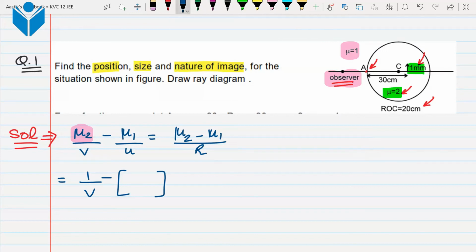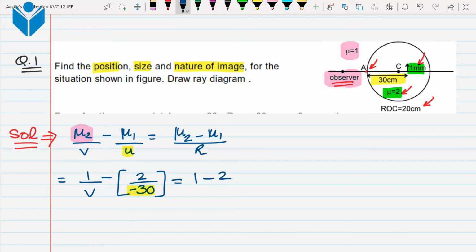What is the value of mu1? It is 2. Yes or no? 2. Well done. What is the value of u? It is minus 30 centimeters. Yes or no? Do we understand this? Minus 30. Yes, sir. And mu2 is 1.